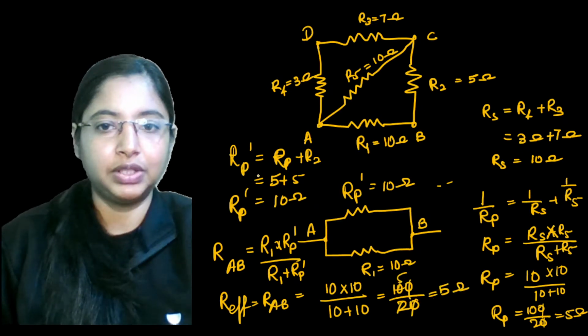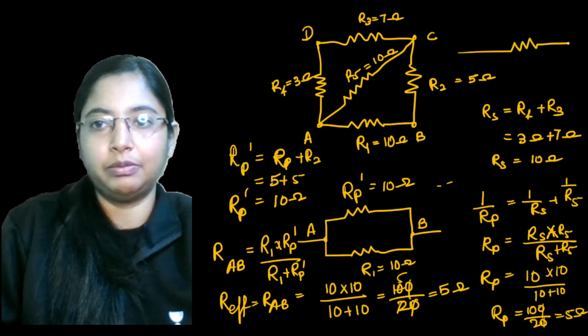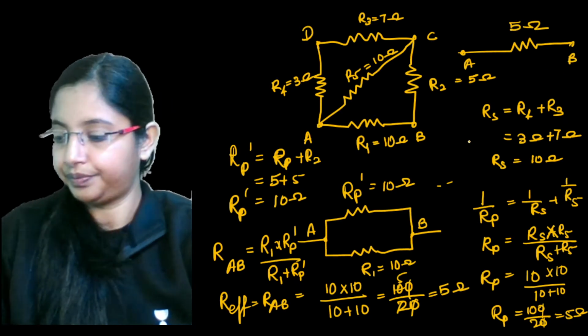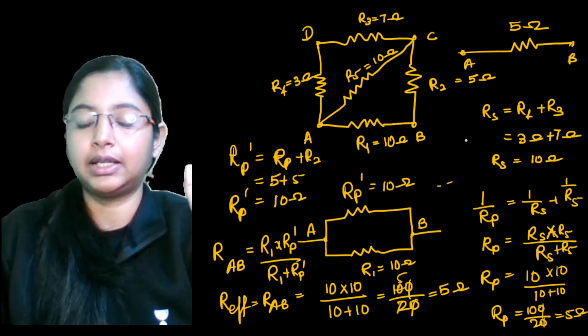Now instead of connecting so many resistors across this arm AB, you can just connect a resistor of about 5 ohms. Alright, that will give you the value.